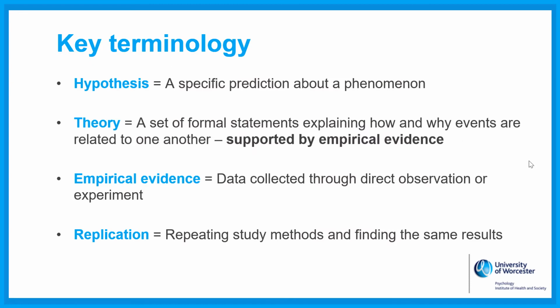So the key terminology that I've spoken about is a hypothesis. It's a specific prediction about a phenomenon. So do you think that there is going to be a relationship between gender and intelligence, for example? Your theory is a set of formal statements explaining how and why events are related to one another and supporting it with empirical evidence. And your empirical evidence is data collected through direct observation or experimentation.